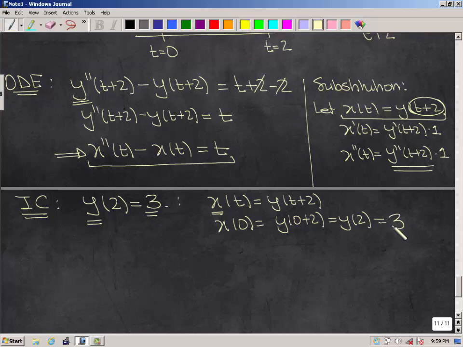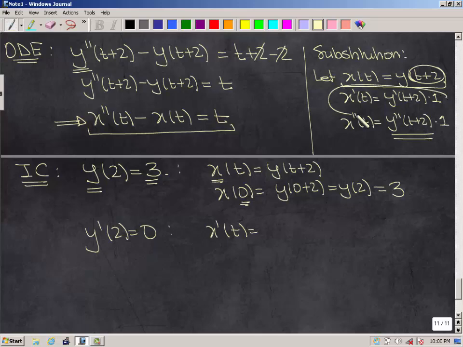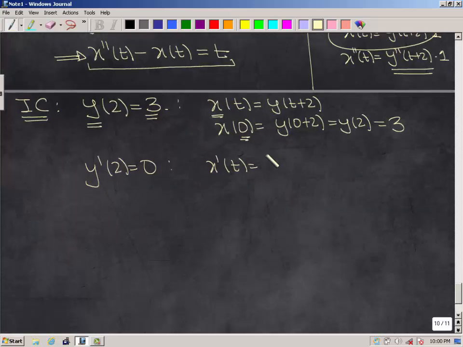So now I know x of 0 is going to be 3. So I have a new initial condition at 0. Similarly, I can do y prime of 2 was 0. So we get x prime of t. If you go back and look at it over here, what is x prime of t? It's right here. It's going to be y prime of t plus 2.